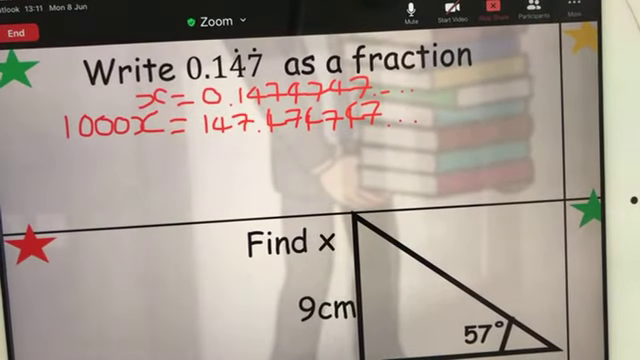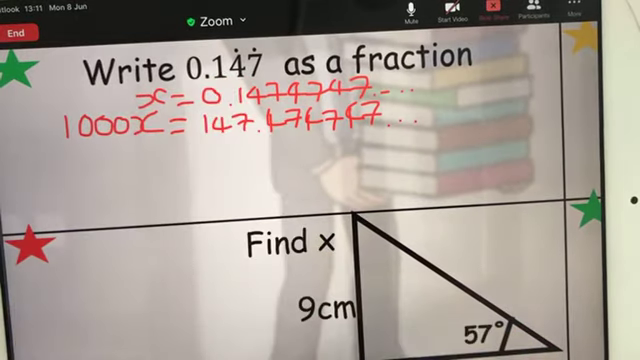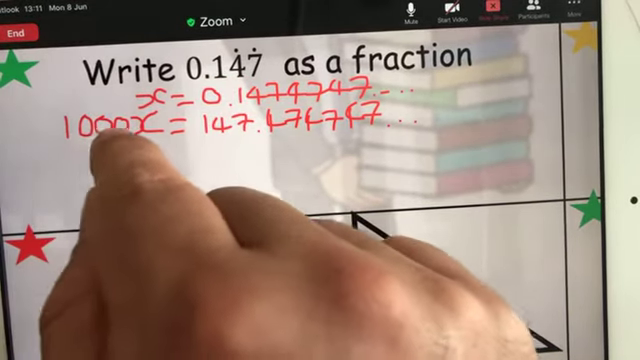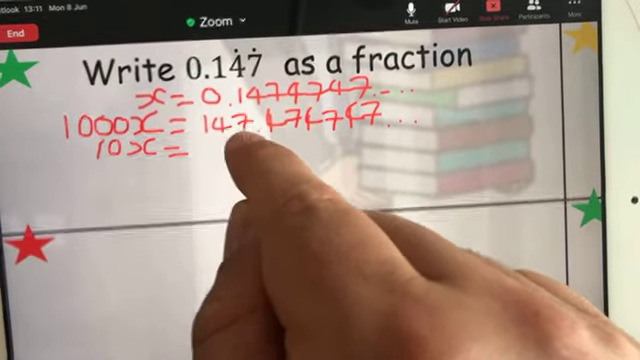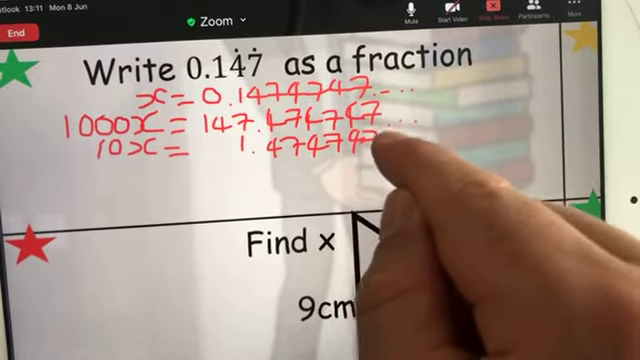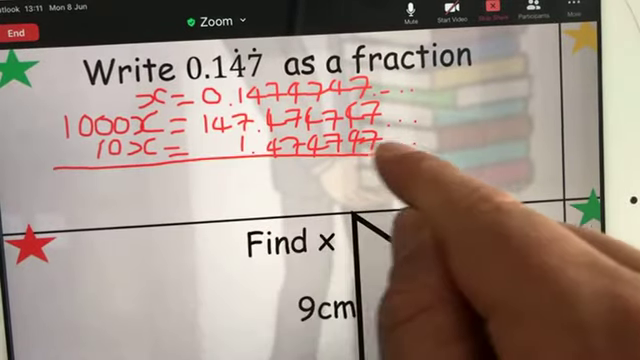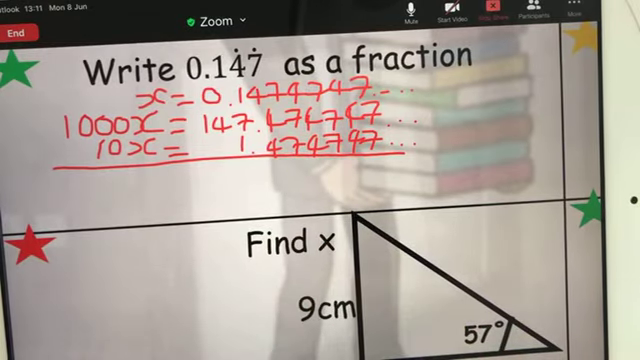Then I've got to times it by something to get the first recurrent digit next to the decimal point. So I'm going to times it by 10 for that. Top times by 10. 10x equals 1.474747. And you'll notice that is the same on the top and the bottom. That's what we were trying to do. We were trying to line up the recurring digits with each other, so when we take away, they disappear.